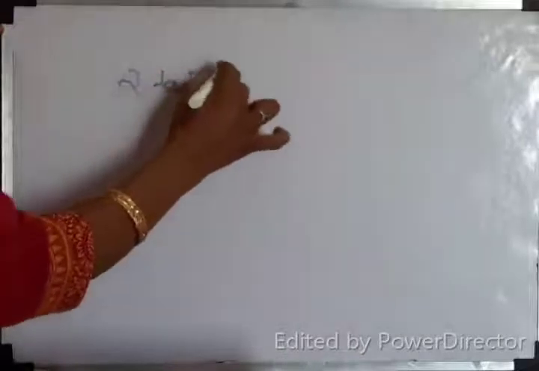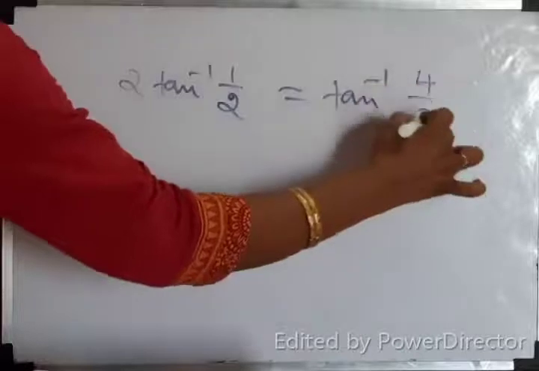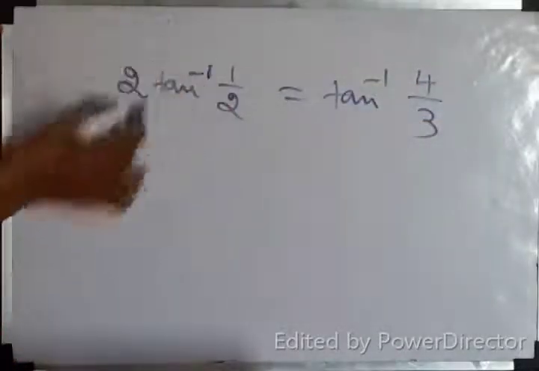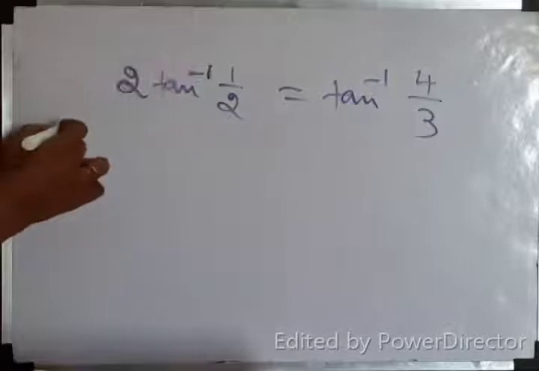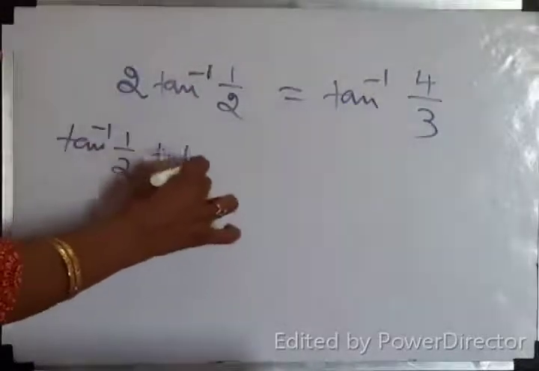2 tan inverse 1 by 2 equal to tan inverse 4 by 3. Prove that. You can't start this one, the right hand side, it is already in simplest form. How will you start with 2 tan inverse 1 by 2? Tan inverse 1 by 2 plus tan inverse 1 by 2.